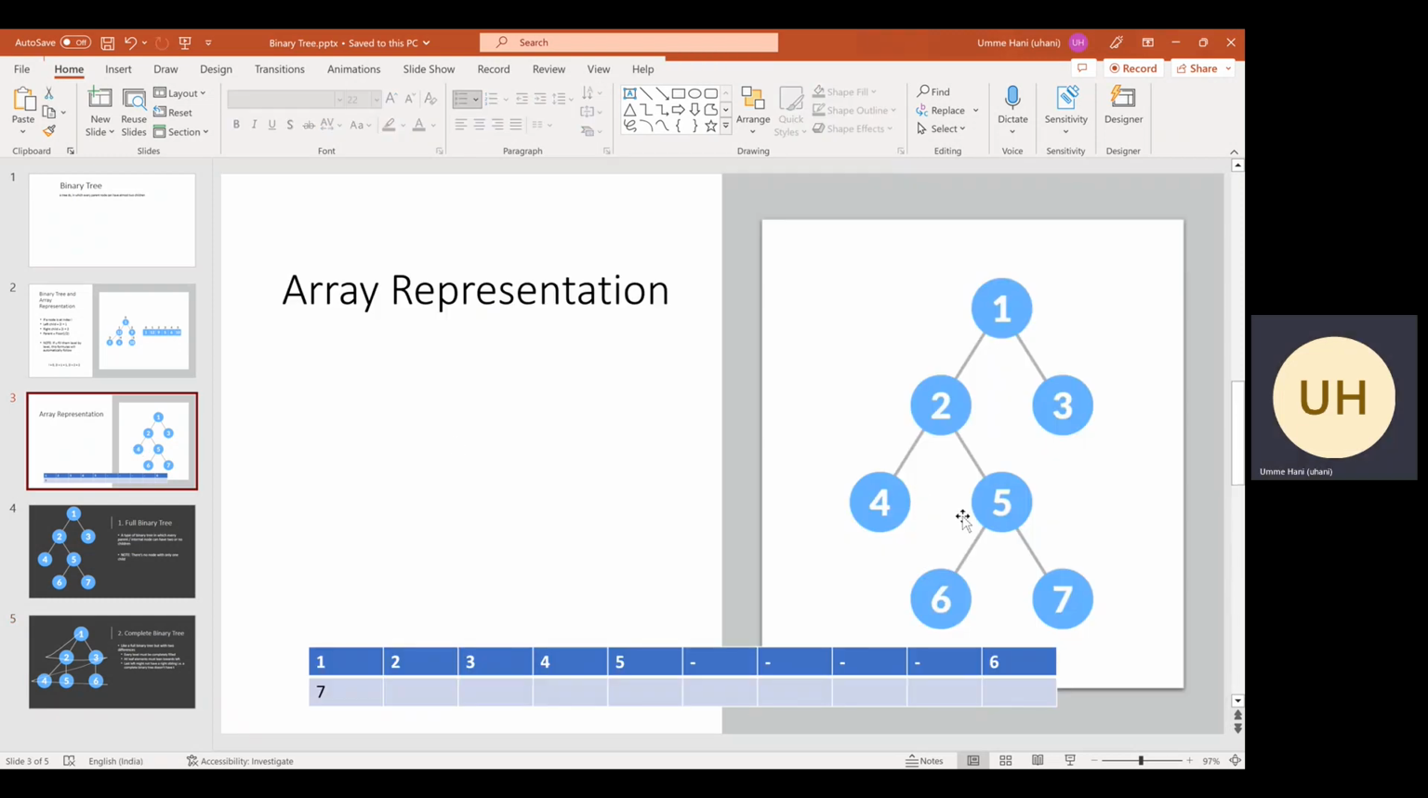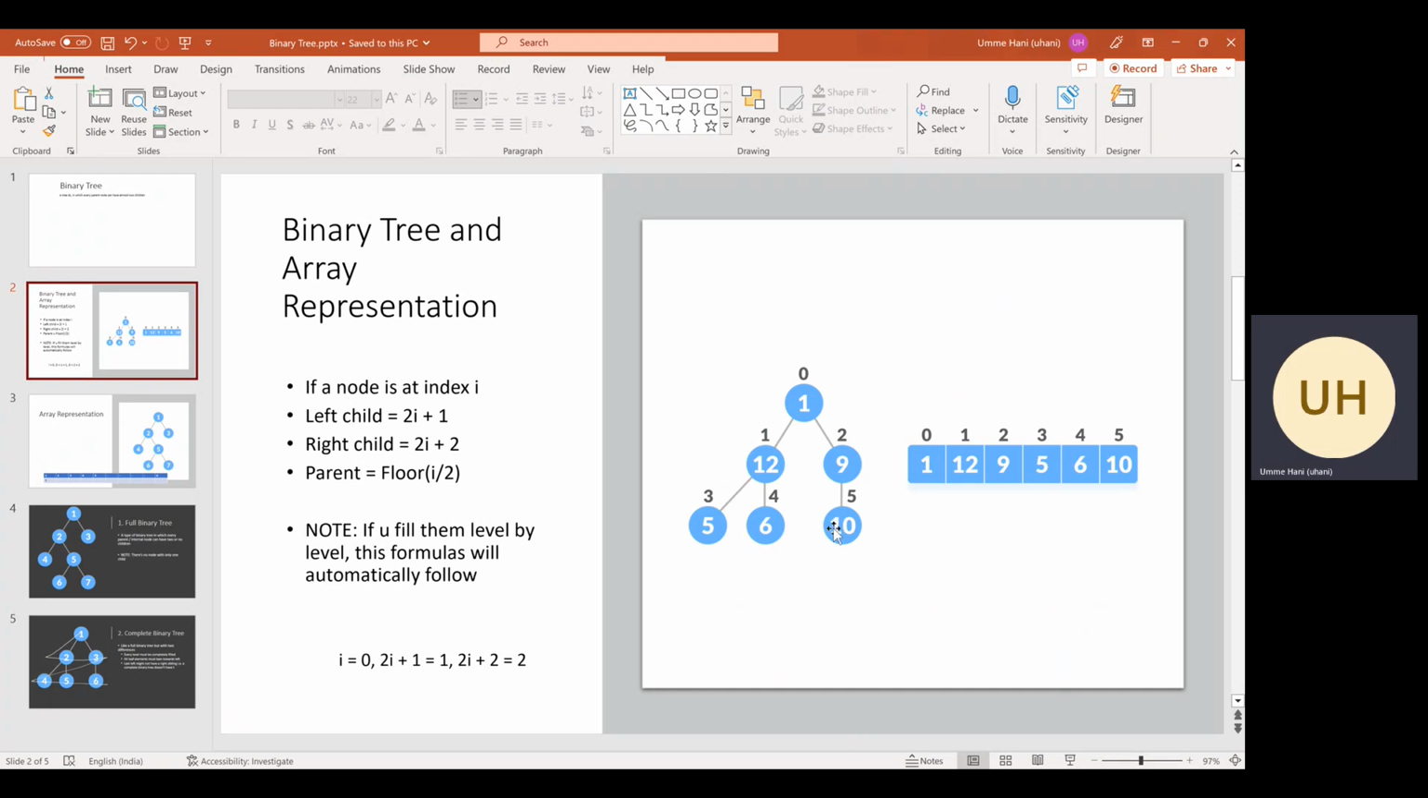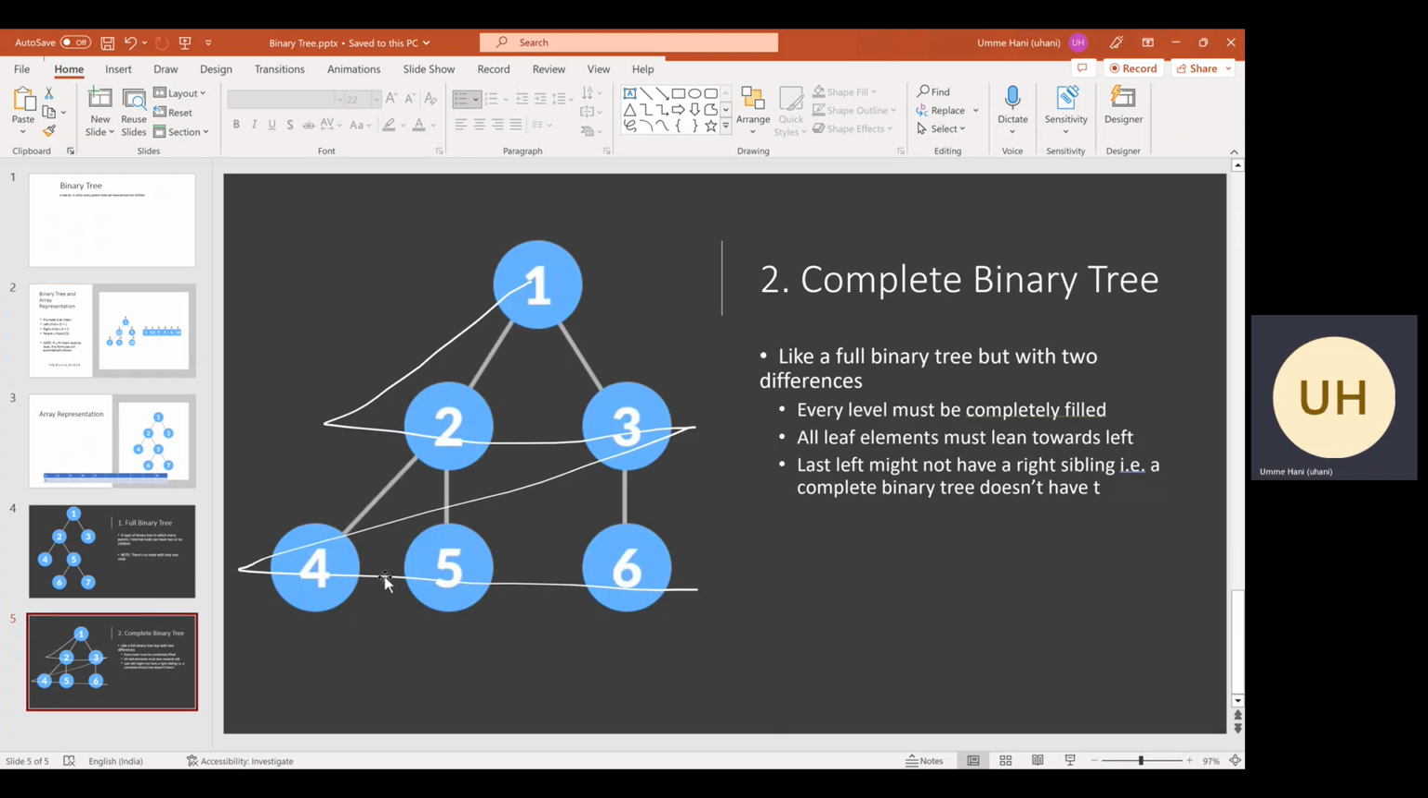As in this tree, it is not left leaned as its leaf elements are not leaning towards the left. There is a gap here. But this is a complete binary tree as all its leaf elements are left aligned. In this also all leaf elements are left aligned. And the last leaf element might not have a right sibling.